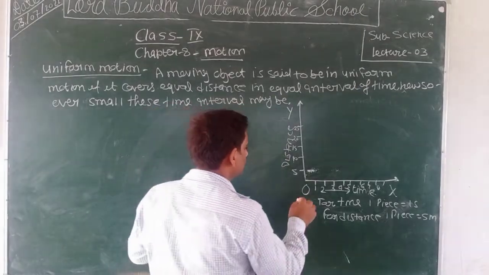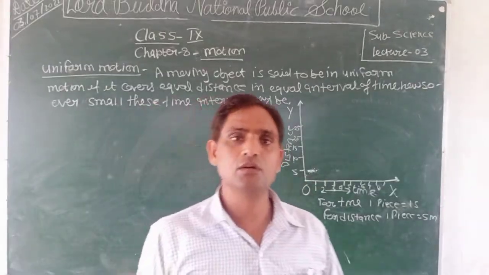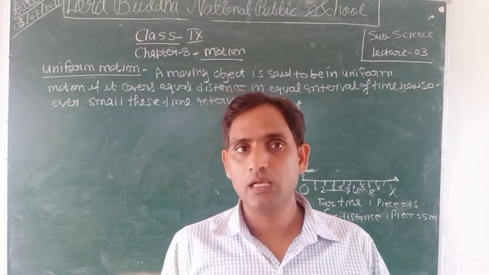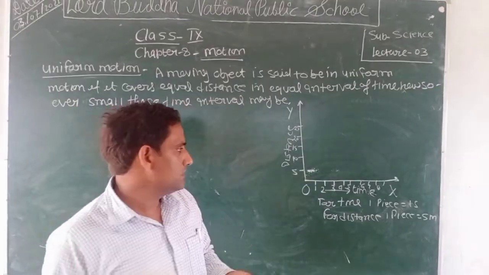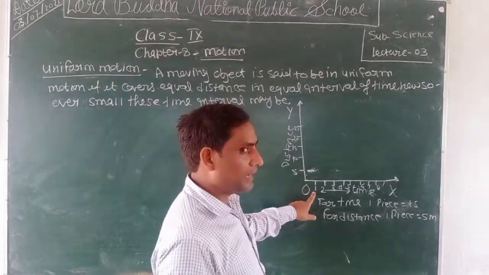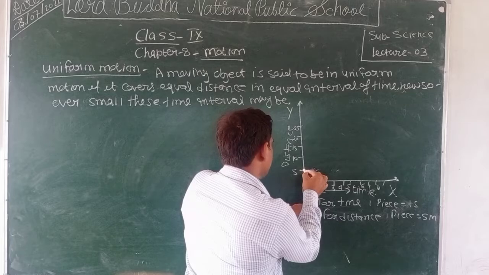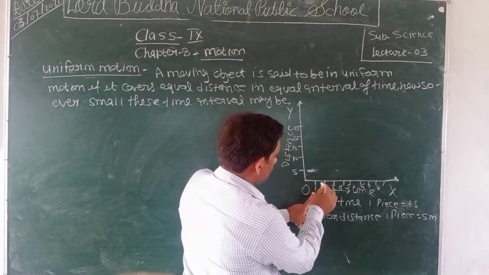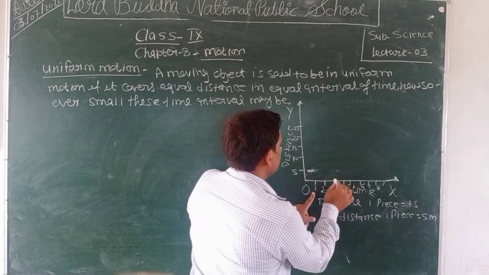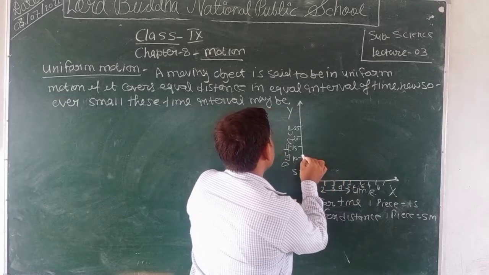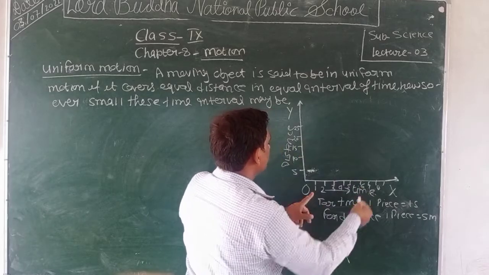5, 10, 15, 20, 25 and so on. Body starts from this point which is 0, 0. Means time is 0 and covered distance is 0. As our watch tells us that 1 second passed, the object reaches from this point to this point, means it covers 5 meters. In next second, 1 to 2, it reaches again 5 meters. In next second, 2 to 3, it reaches 15, that is 5 meters. In next, 3 to 4, 15 to 20, and so on.